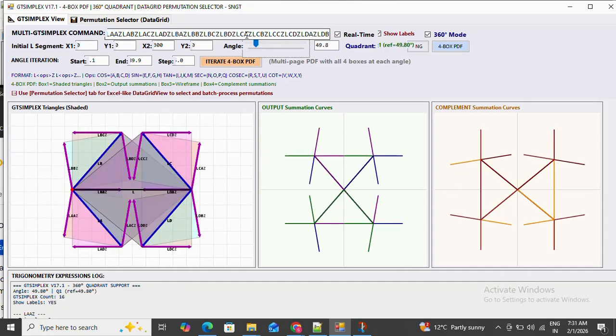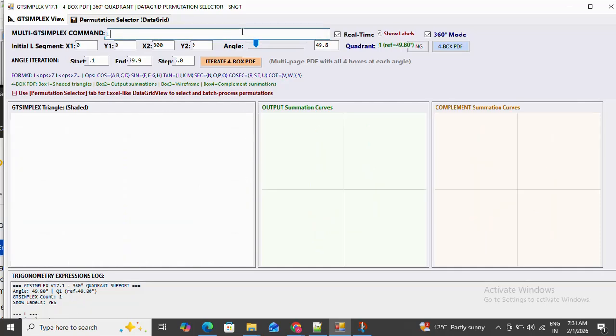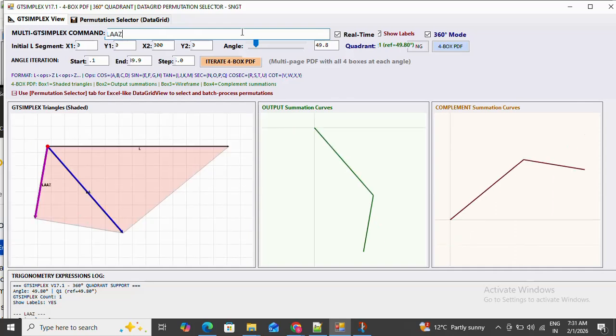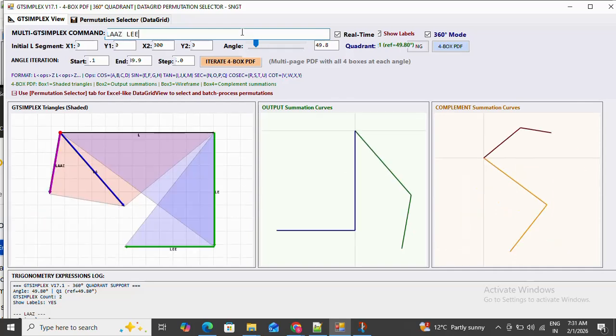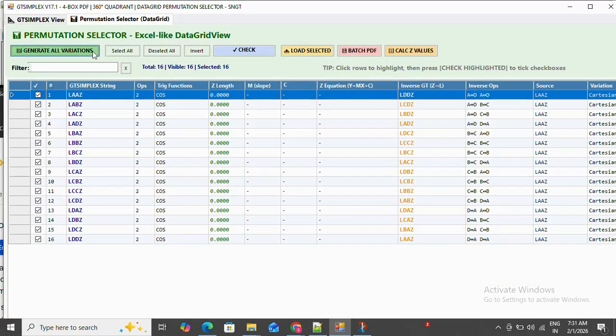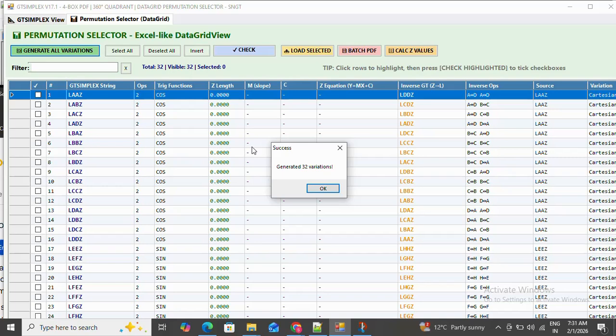Now if we consider the sine square theta part also, say we will write only two representatives here in version 17 of Sanjoy Nath's Geometrifying Trigonometry. We will write LAAZ and LEEZ only, and then we will generate the permutation and Cartesian product generations for all these cases. It says it has found 32 variations: 16 variations for the cos square theta and 16 variations for the sine square theta.